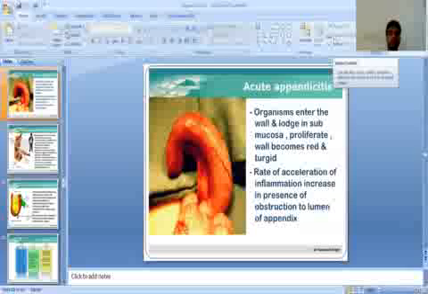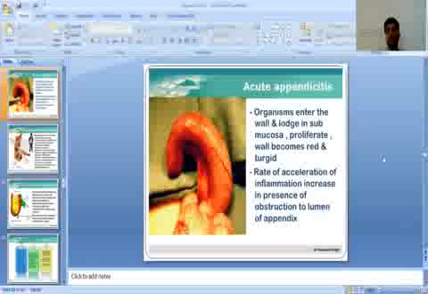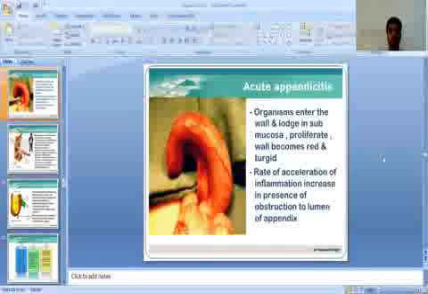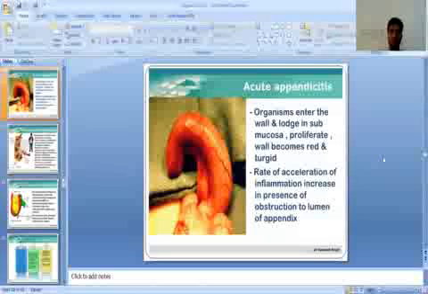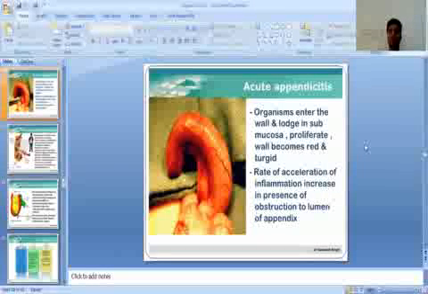In the previous class, we discussed appendix definition, causes, types, surgical anatomy, and causes of appendicitis and pathophysiology. In today's class, we will discuss types in detail, clinical features, diagnostic technique, and treatment. Let's begin with acute appendicitis.